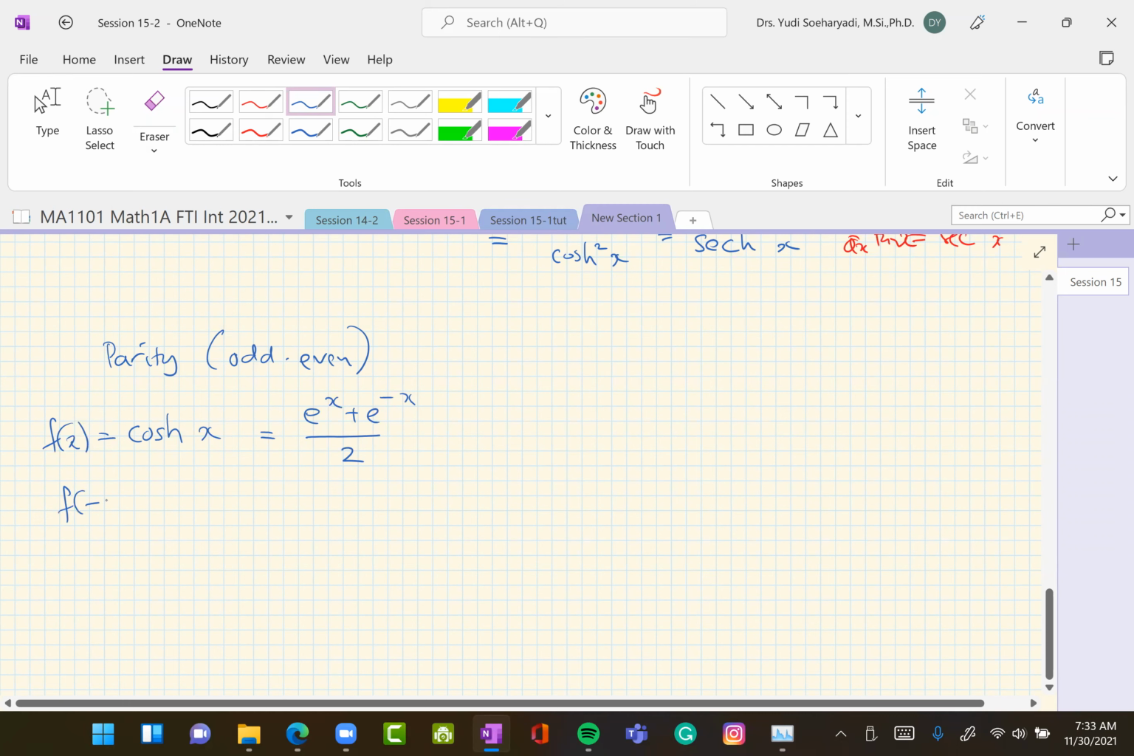So what about if we plug in negative x? Okay, so it becomes e to the negative x plus e to the negative negative x. Hey, that's the same thing. So the negative is still the same as the positive one. So that's why this is an even function.